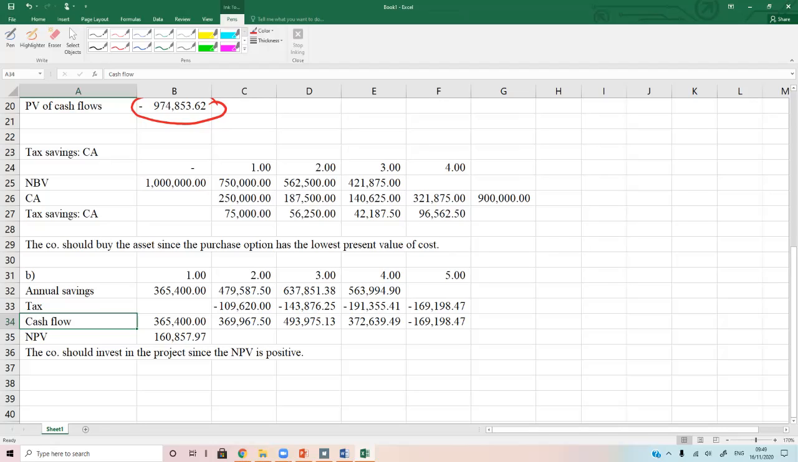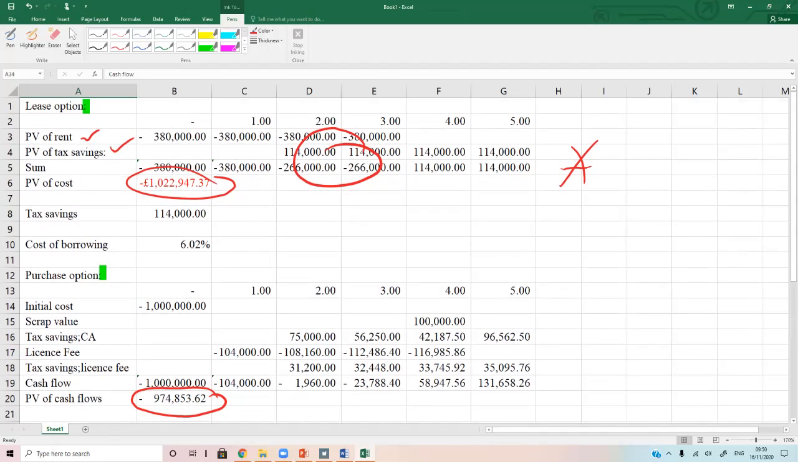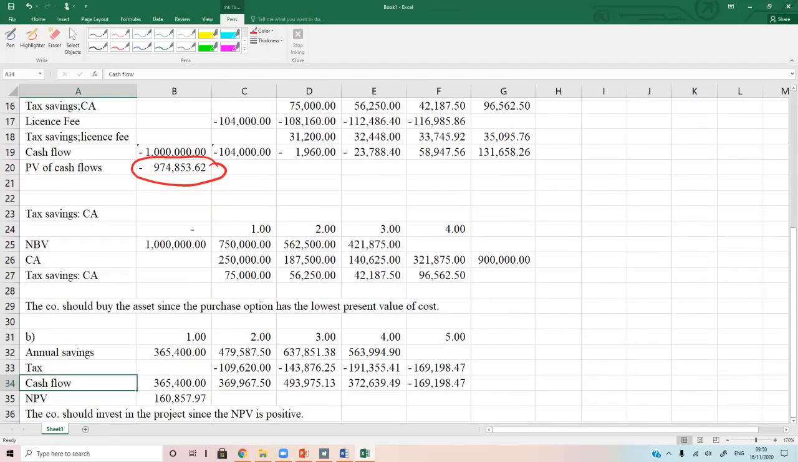Sir, if we used 1,022,000 instead of 974, use present value of the lease option. In tax savings, do we use that? No, because it means you'll be going against your advice. In part A, if our advice was to use the lease option, yes, you do that. You go as per the advice that was just given up there, definitely.